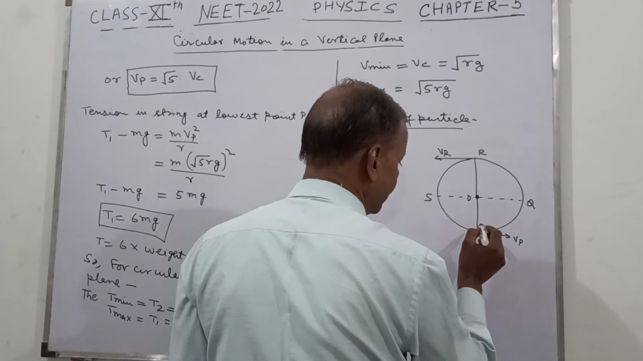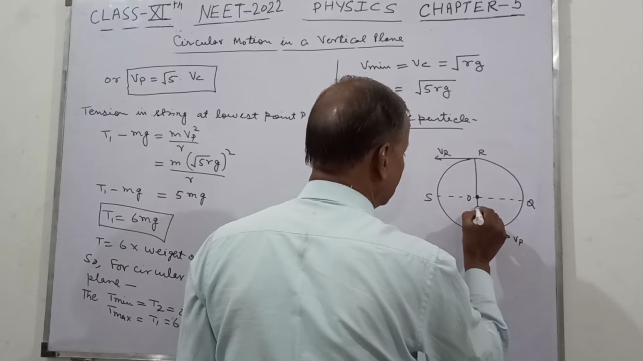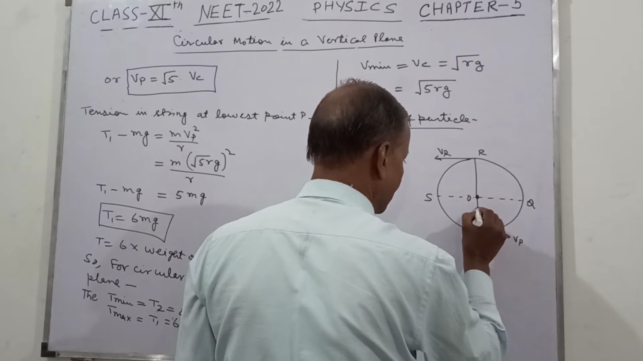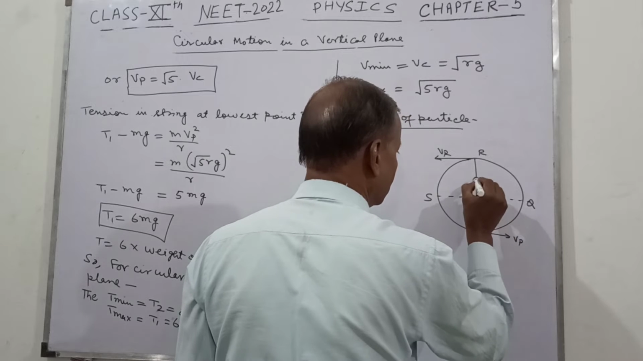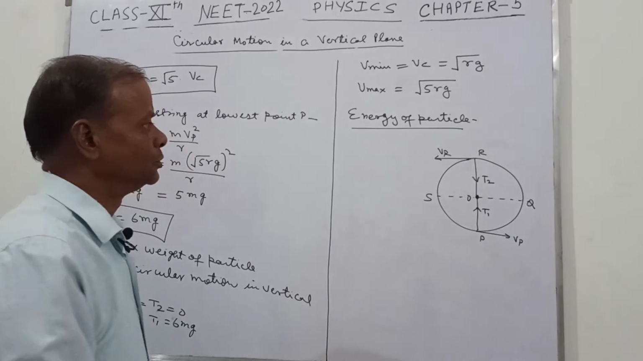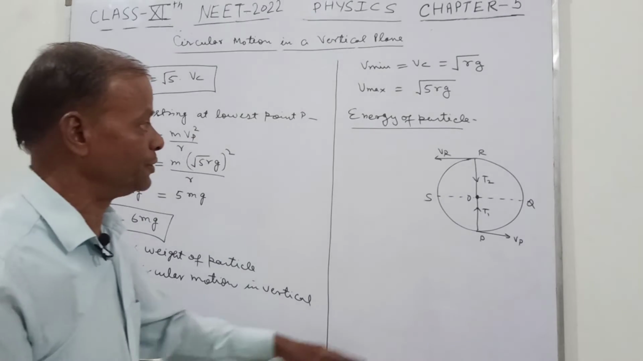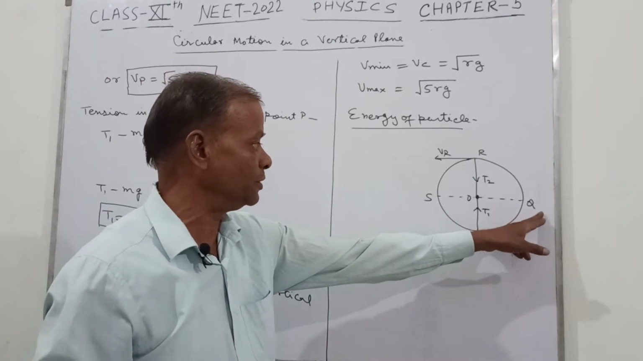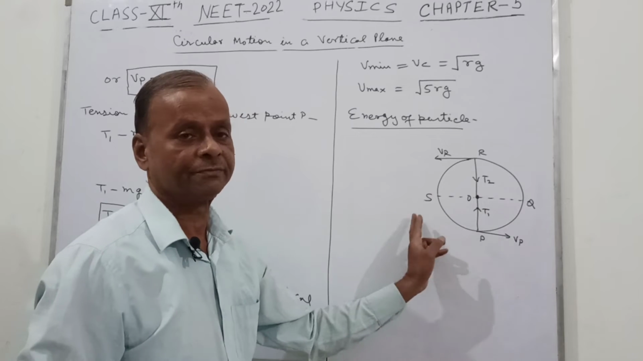So here we are having the tension that I have told you. This is now your T1 and this is now your T2. So let us find the velocity at the lowest point and highest point and also at the point of Q and S.